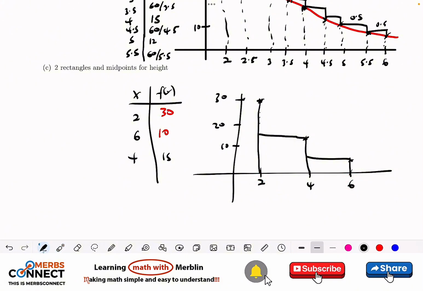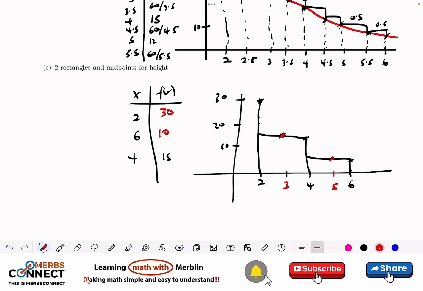So when you say midpoint, the midpoint should be the one in the middle here, and the midpoint should be the one in the middle here. So what will be the midpoint? You find the distance and you divide it by 2. So 4 minus 2 is 2. 2 divided by 2 is 1. So the midpoint is going to be 3. So this is where we are going to get our midpoint. The midpoint here is also going to give us 5, right? So this one will be 3 and the midpoint here will be 5.